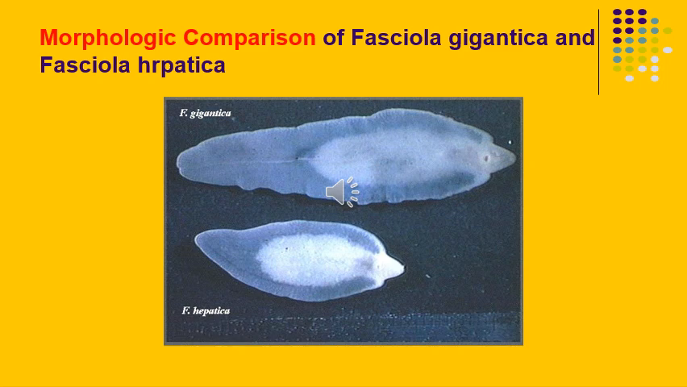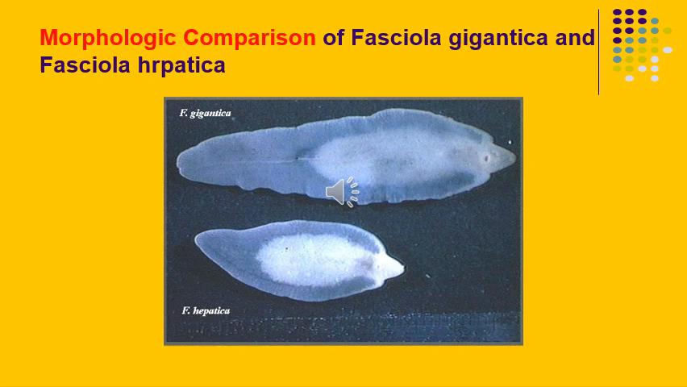The first thing is the size. You can see Fasciola gigantica is longer than Fasciola hepatica. The second item is the cephalic cone, which is very distinct in Fasciola hepatica, but it is not clear in Fasciola gigantica. The third difference is the shoulder. You can see the shoulder in Fasciola hepatica, but we don't have a shoulder in Fasciola gigantica.